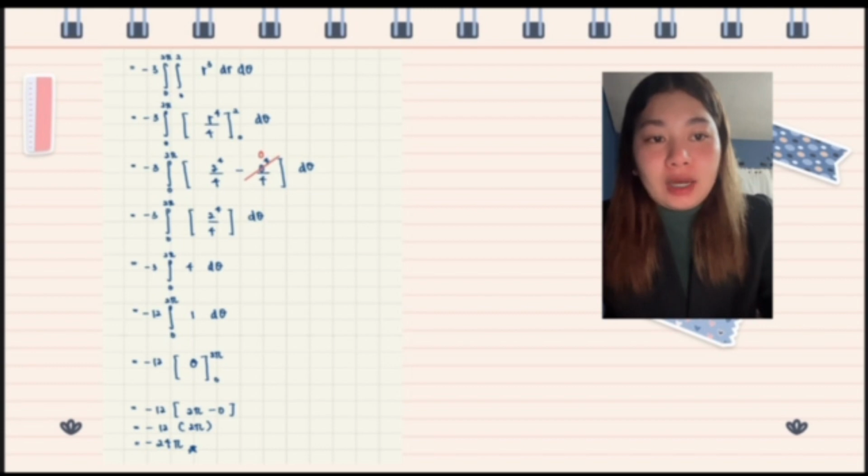So now we integrate dr, so negative 3 times bracket r to the power of 4 over 4, with the limit from 0 until 2. We can substitute the limits into r, so now it becomes 2 to the power of 4 over 4, and it equals 4. We can multiply the 4 with negative 3 and it becomes negative 12.